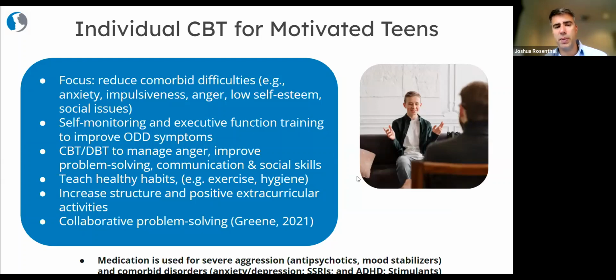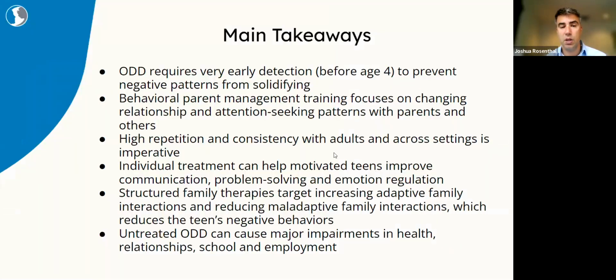I put down a little bit about medication. It's used for kids that are really aggressive: antipsychotics and mood stabilizers, and then you can also use stimulants. But again, you're not targeting the relational part of what makes ODD. That's only going to come from therapy. But the medication can help reduce some of the explosive behavior or the extreme parts of the comorbid issues that they might be having.